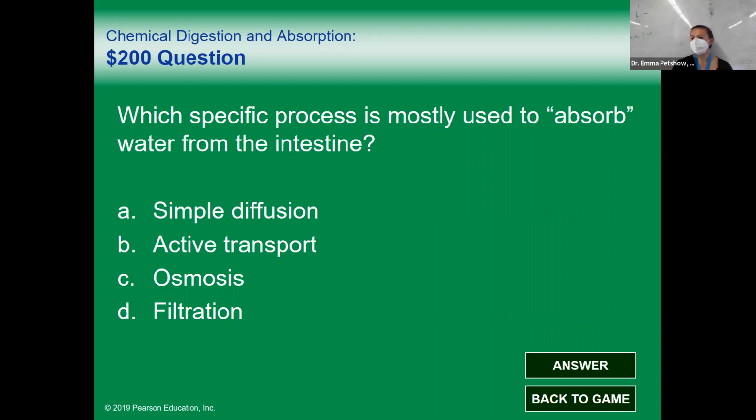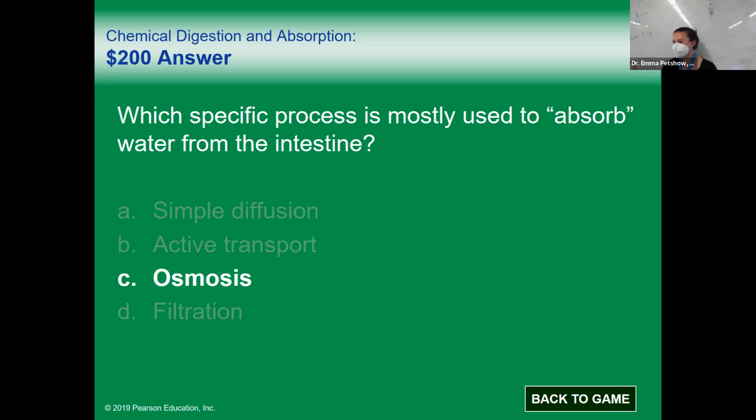Good, every answer's up. I love it. Osmosis. So when in doubt, when dealing with absorbing water, think osmosis, right? Now, is diffusion a good answer potentially? Absolutely, right? Diffusion is just going down a concentration gradient, and osmosis is simple diffusion using just water.